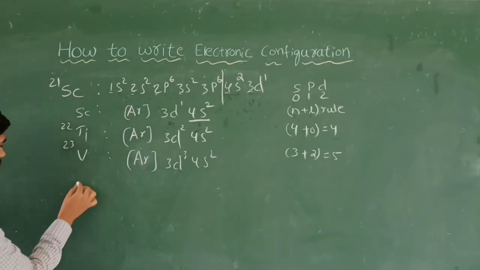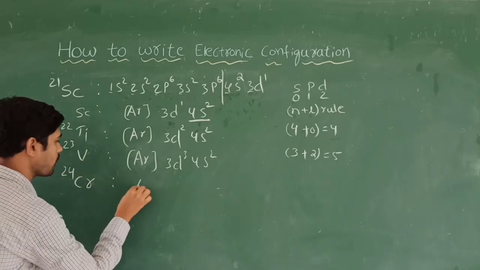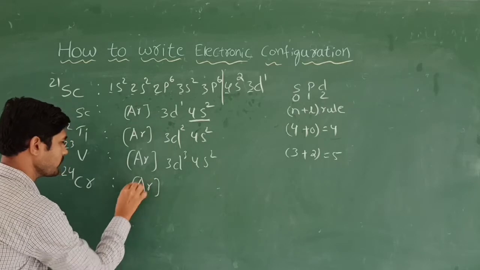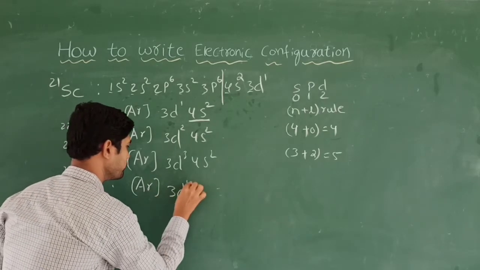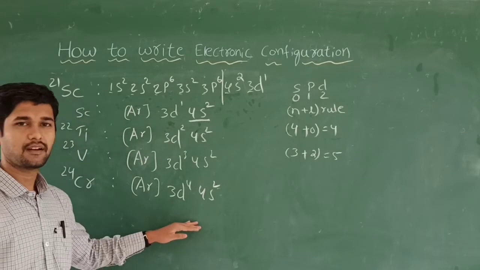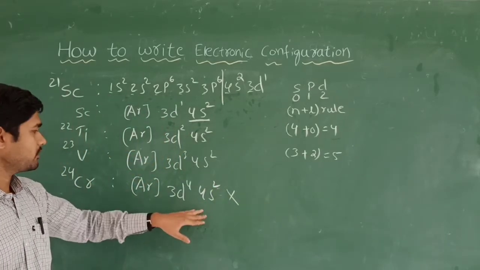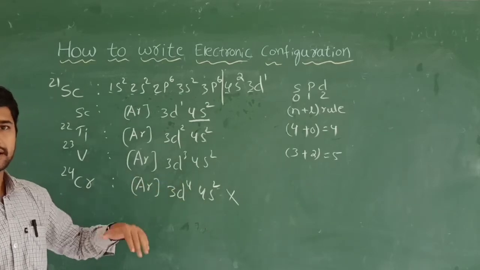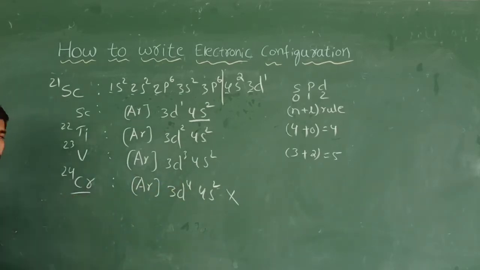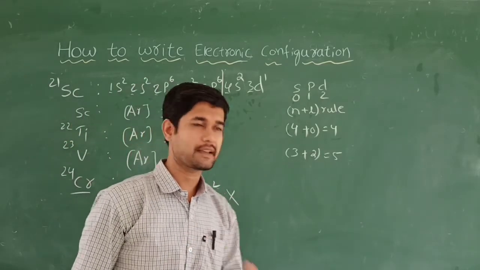Scandium, titanium, vanadium. Next is chromium, atomic number 24. So, argon. Now you can tell that 3d4, 4s2. Okay, but this is absolutely wrong. Why? Because in filling the electrons, chromium and copper, atomic number 29, both have exception cases. Why?